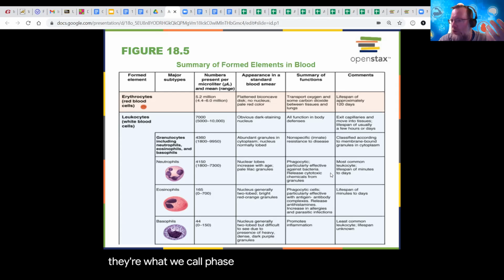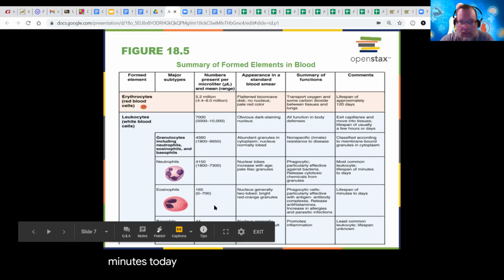They're what we call phagocytic. They like to engulf gunk and debris that's floating around in the plasma and consume it. So these guys eat bacteria that are floating around. They can also release specialized chemicals. These granules have chemicals in them, and they can open up and release a kind of toxic spray that will kill some sort of microbe or microorganism. And again, minutes to days is all they live.